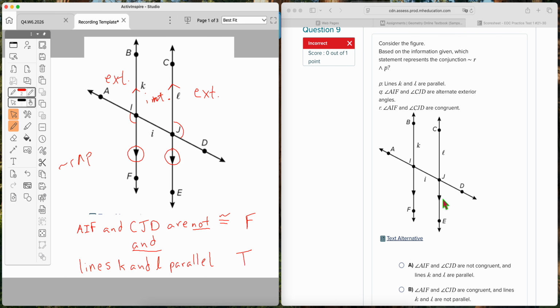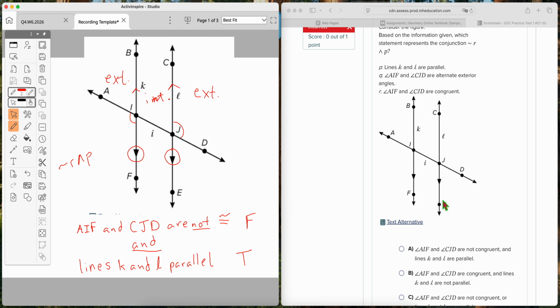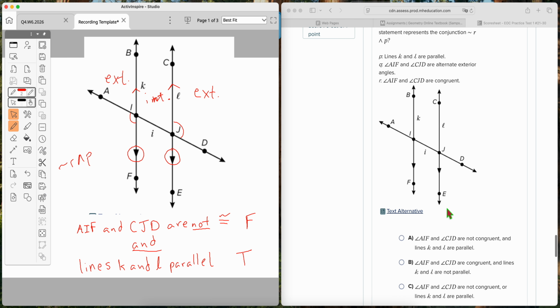So let's see which option matches this. Oh, I just did two questions, I believe. The first, this one just wanted you to use this to figure out what the statement was asking. So we were trying to find that AIF and CJD are not congruent and that lines K and L are parallel. So that's A. First one is A.